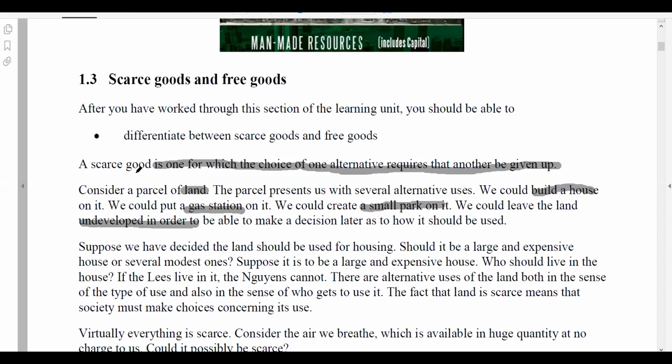Resources in such a way that once you use it for one purpose, you can't use it for the other alternative purpose. Yes. Which one do you have? Oh, you can build a private hospital and shops. Yes, on a piece of land, is it? But my question is, land is one example. What other examples of scarce goods can you think about?